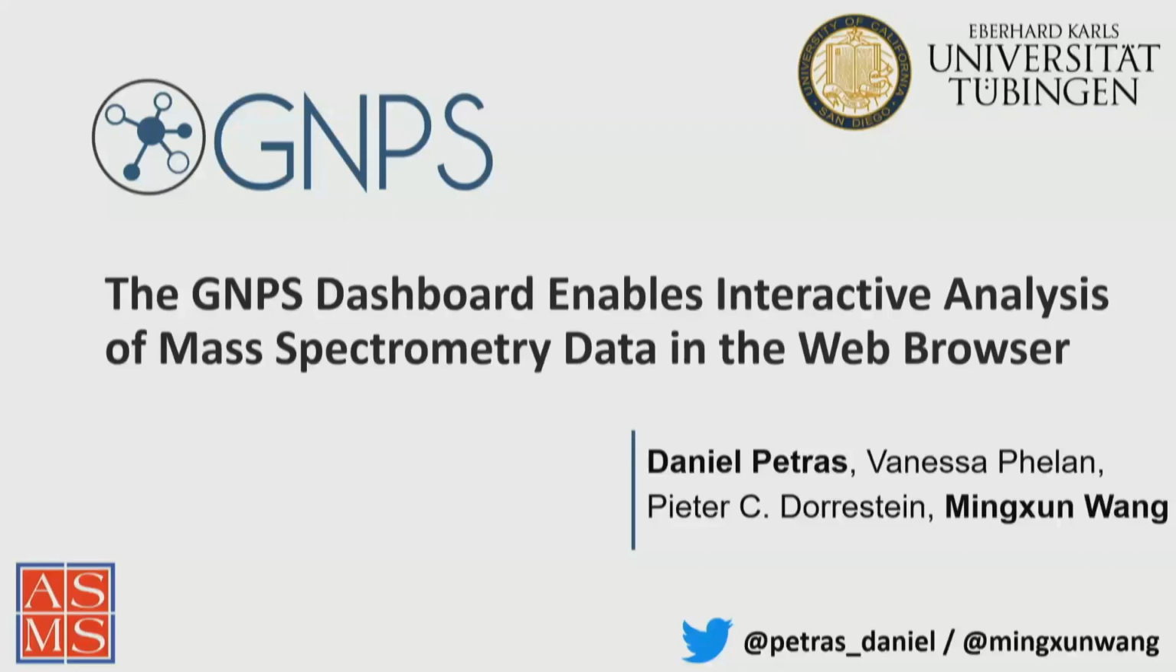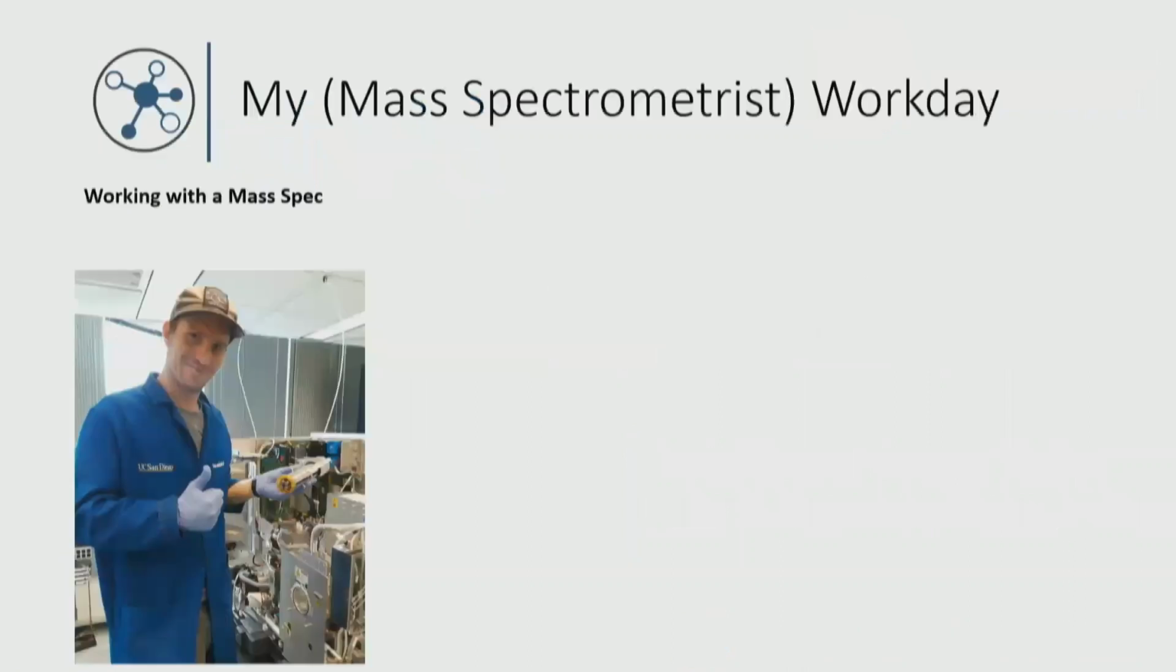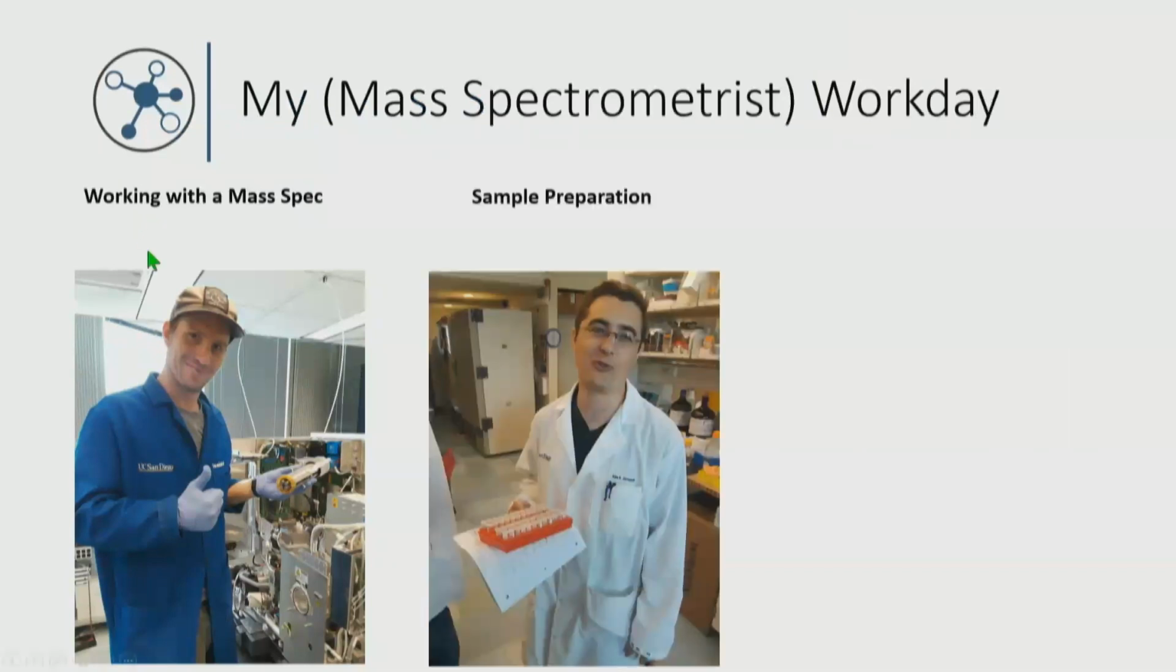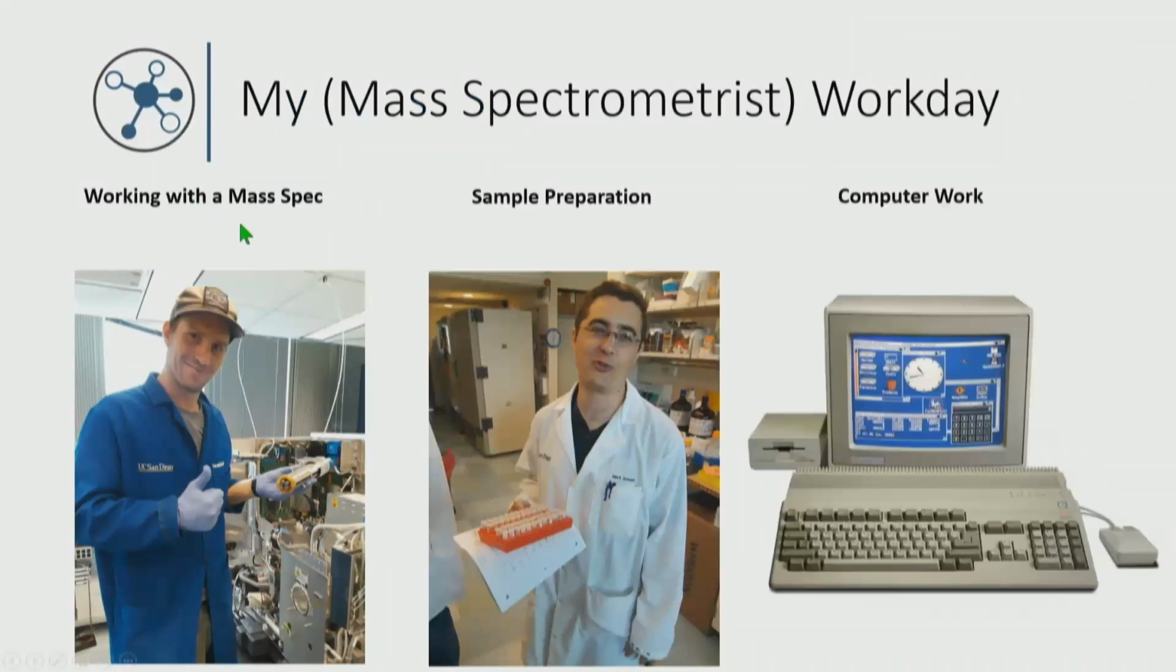So yeah, my name is Daniel. I used to be a postdoc at UC San Diego. Now I have my own lab in Tübingen. But what is probably most important for you is that I'm a mass spectrometrist, and I'm really excited about metabolomics. So while I love working with the machine, acquiring data, doing some maintenance, I also have to deal with sample preparation and, of course, the downstream data analysis.